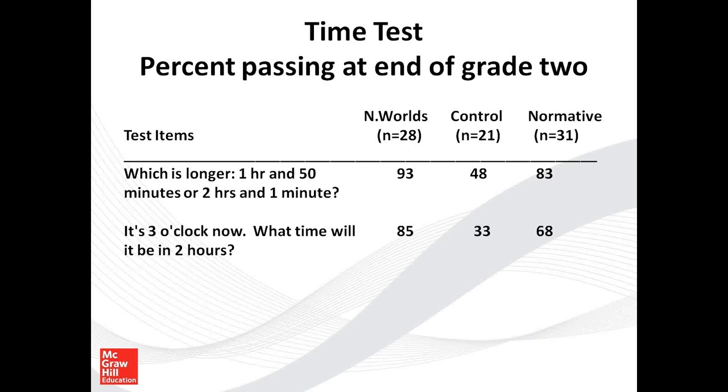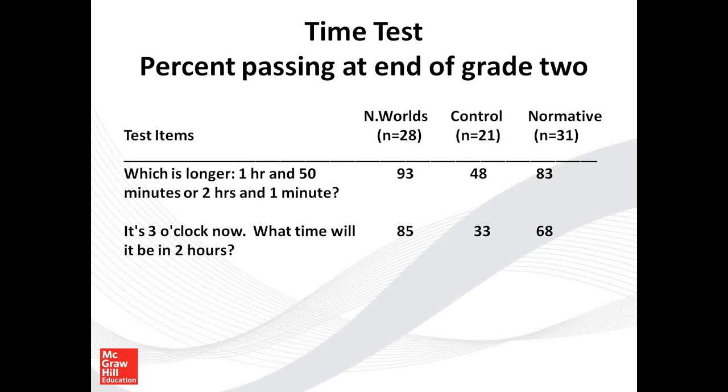93% of the Number Worlds group were able to answer that problem correctly. Most of the normative group did pretty well on this, but less than half of the control group, the matched at-risk population, were able to solve that problem.